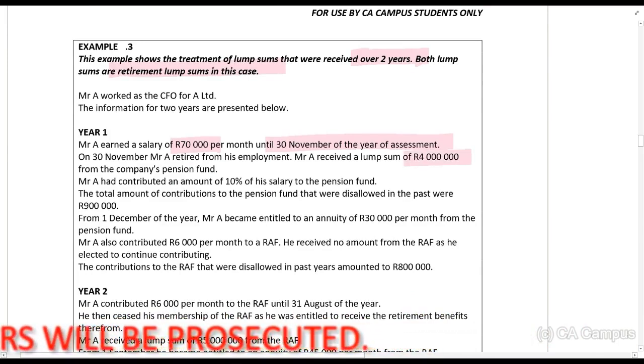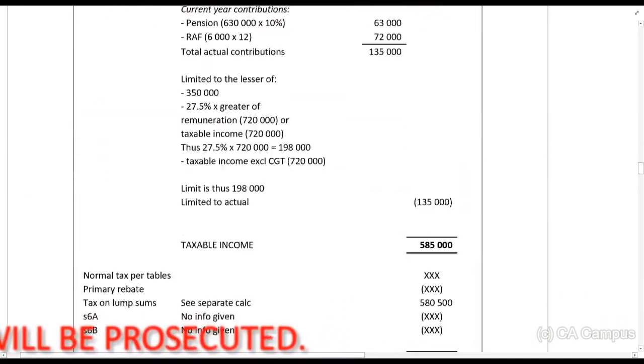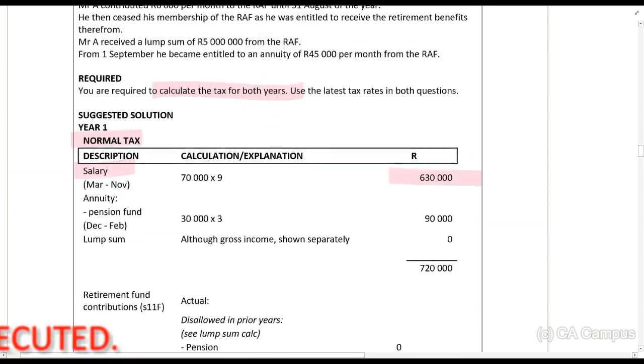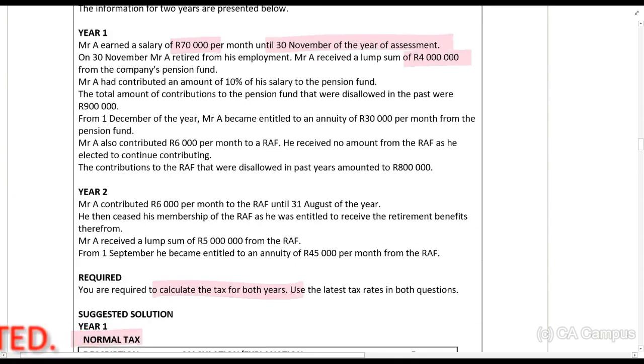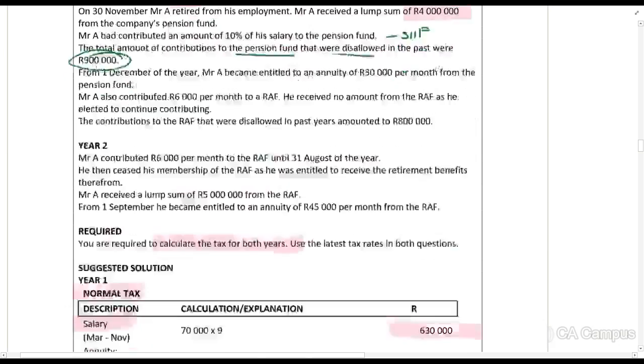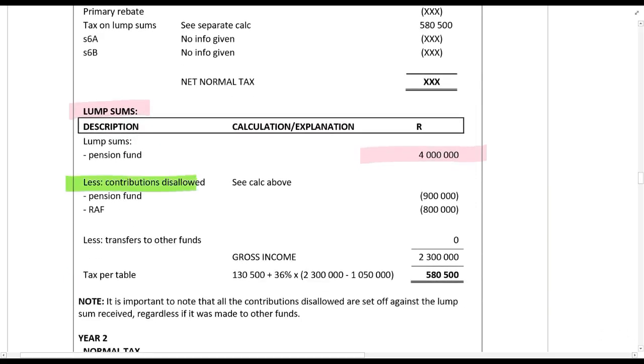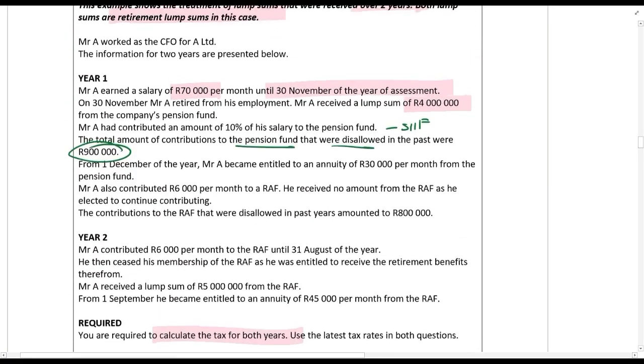He retired from his employment on the 30th of November, and he received a lump sum from the company's pension fund of 4 million rands. So under your lump sum calculation, 4 million rands. He contributed 10% of his savings to the pension fund, so that's our section 11F deduction. We'll get to that. The total contributions to the pension fund that were disallowed in the past were 900,000 rands. Right, so guys, make sure that you see contributions disallowed to the pension fund, 900,000 rands.